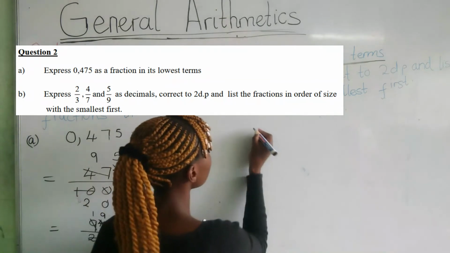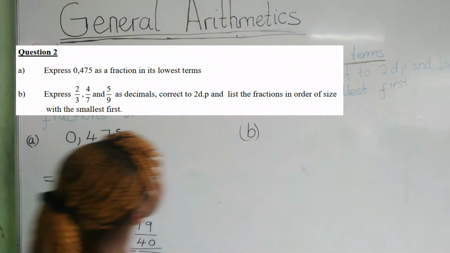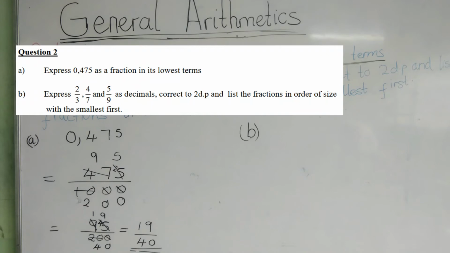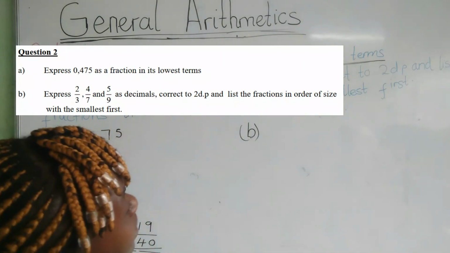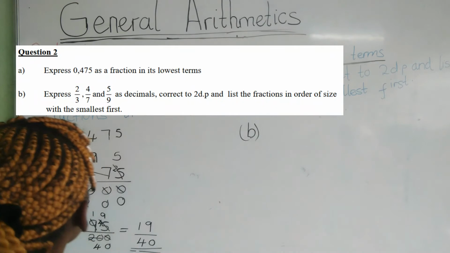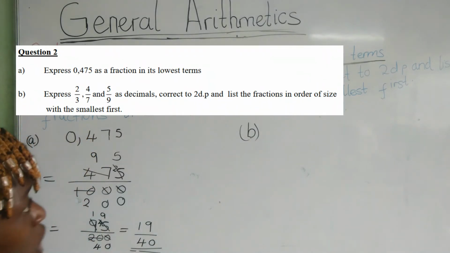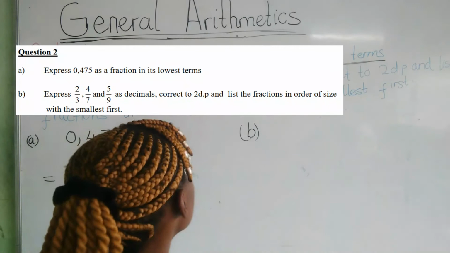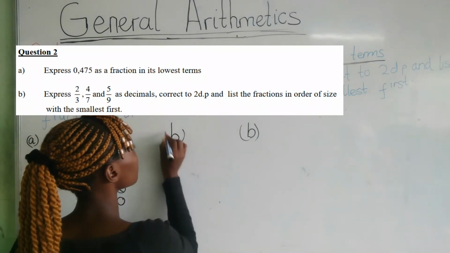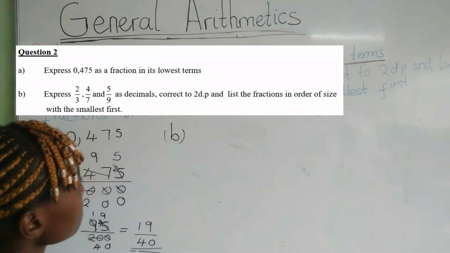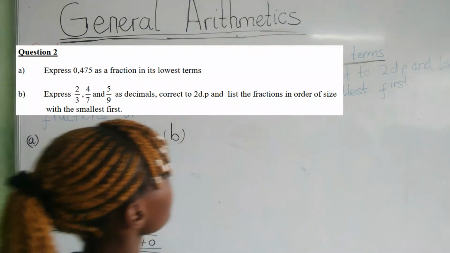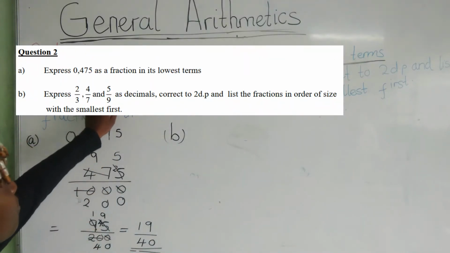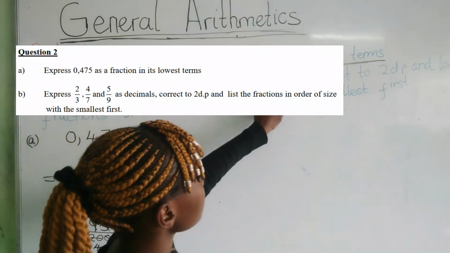Okay, so for part B, it reads express 2/3, 4 sevenths and 5 ninths as decimals, correct to 2 decimal places, and list the fractions in order of size, with the smallest first. So we are going to first express this as decimals.